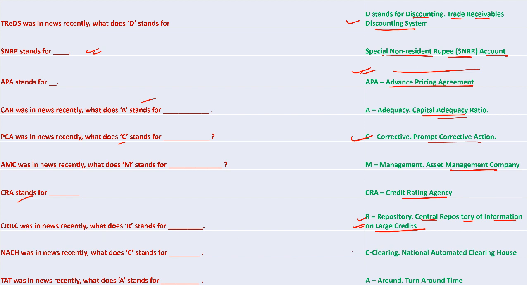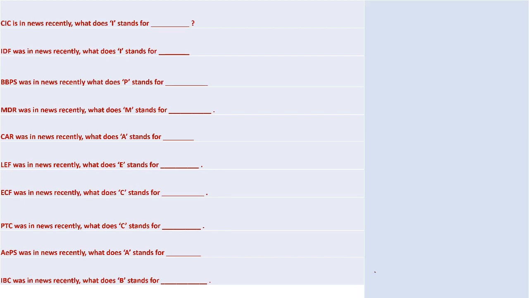NACH is the National Automatic Clearing House. TAT is turnaround time, right? Let's try these now.